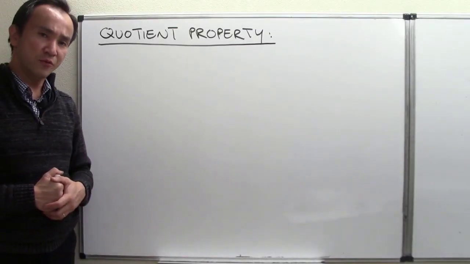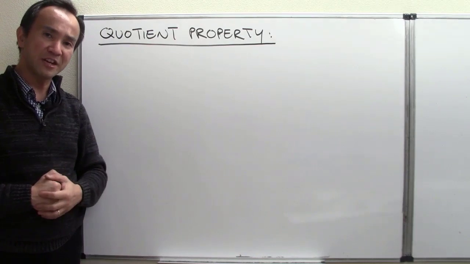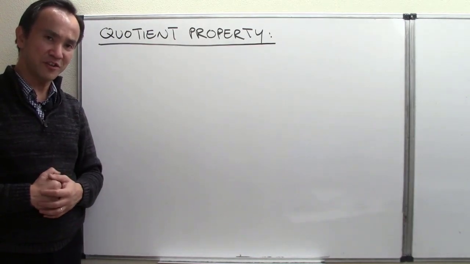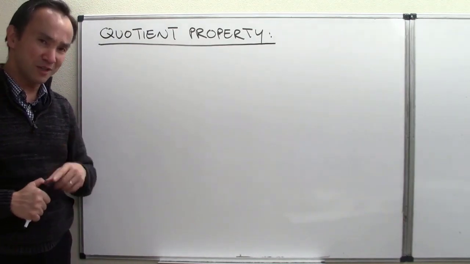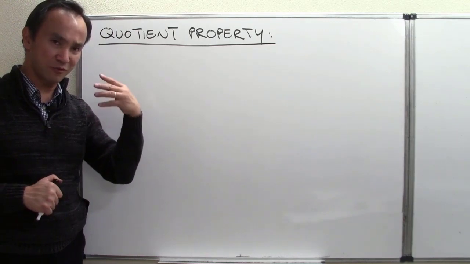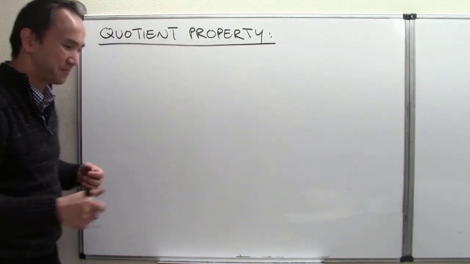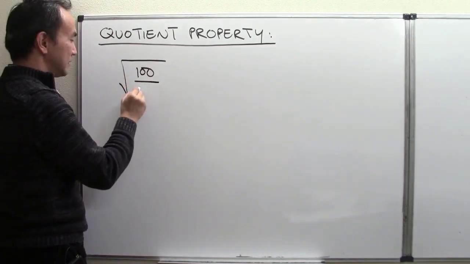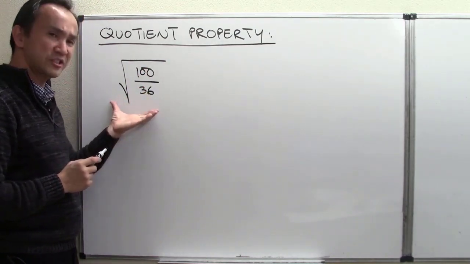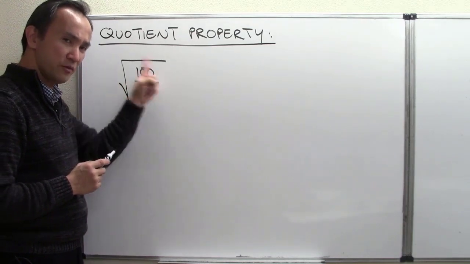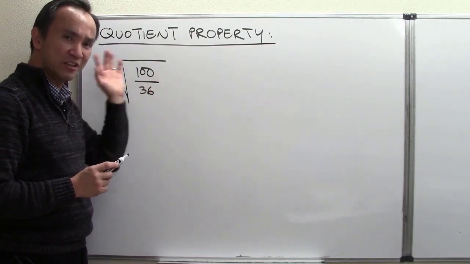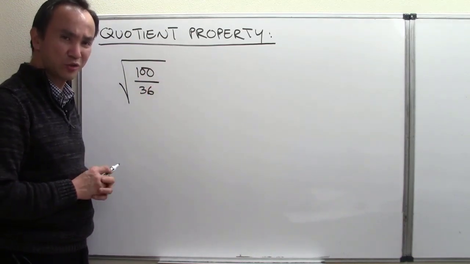All right, and so now we're getting into the quotient property of square roots. Allow me to bring in the following observation. Let's start out with a simple calculation problem similar to what we have done. How about the observation I'm about to point out here? Let's take the square root of 100 over 36. Let's just evaluate the square root of 100 over 36.